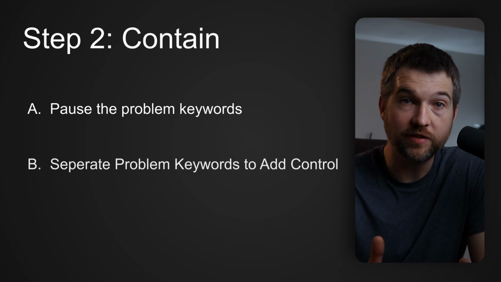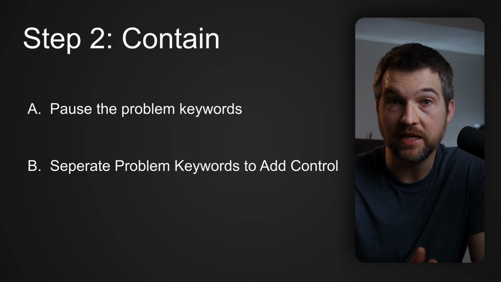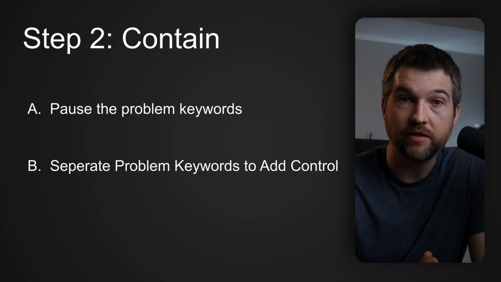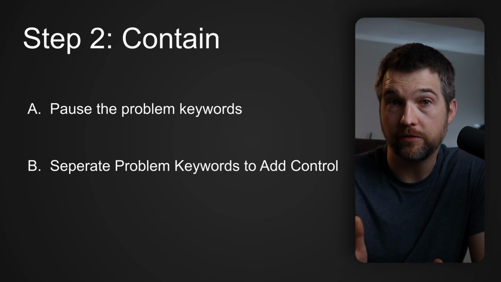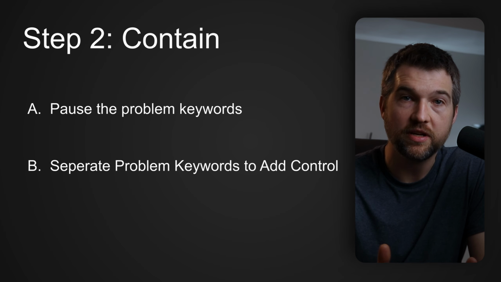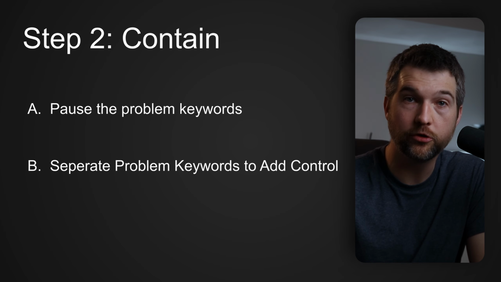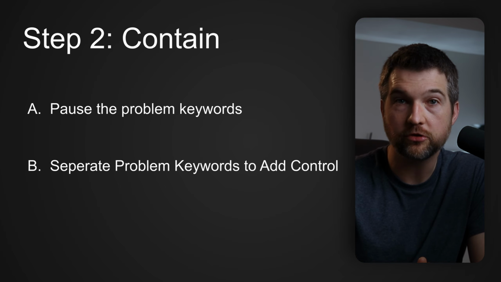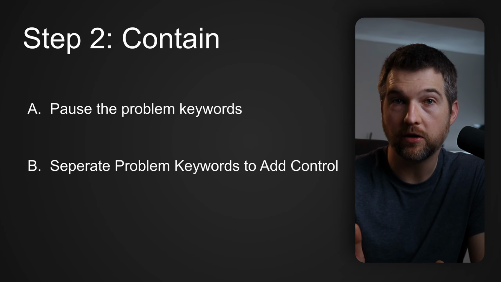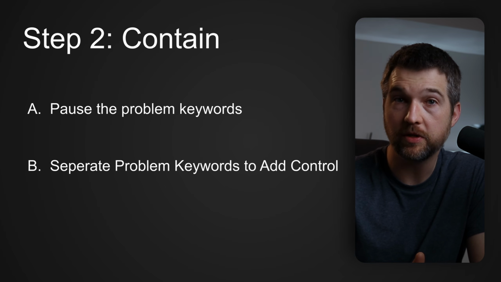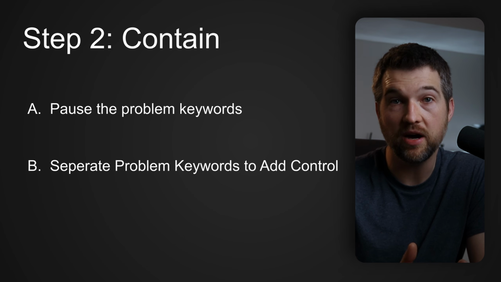Option B, if you're nervous about losing volume, which you might be, and for good reason, you separate your exact match and your phrase match keywords into different ad groups. Then you tighten your target CPA on the phrase match group and loosen it on the exact match group. What you're doing is making it harder for the account to win with cheap conversions and easier for it to win with high intent traffic.